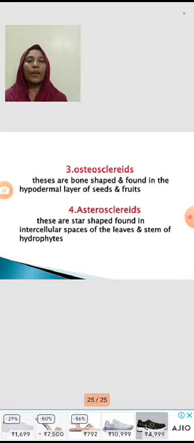Osteosclereids are bone shaped. They are present in the hypodermal layer of the seeds and fruits. Then astrosclereids are star shaped. They are found in the intercellular spaces of leaves and stem of the hydrophytes.